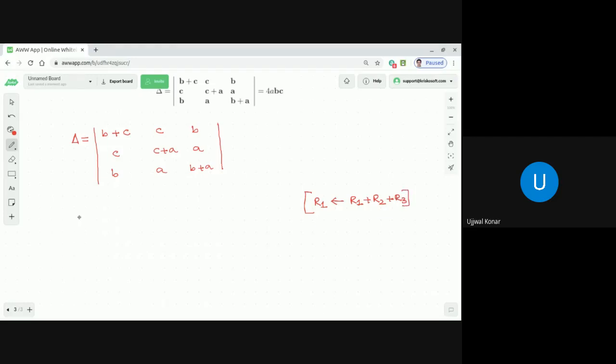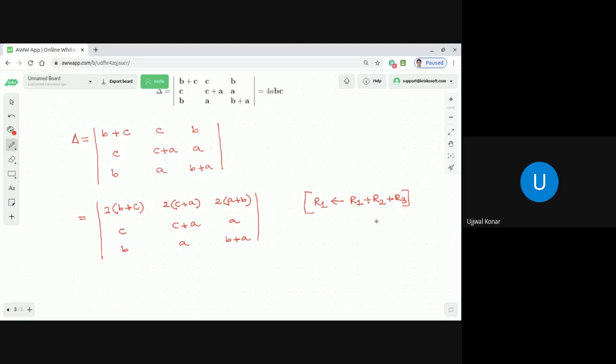If you recall the elementary operations on a matrix, the way you perform the elementary operation on a matrix is similar to the algebraic operations we do on the elements of the determinants. So then what we get here, dear students, B plus C plus C plus B, that means 2 into B plus C. Similarly, we get 2 into C plus A. Then we get 2 into A plus B. After that, what we get, dear students, is C plus A, B, A, B plus A.